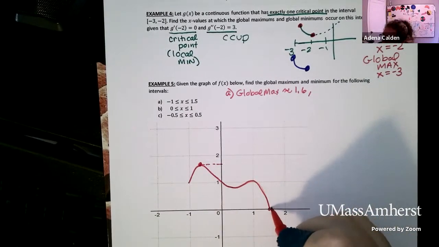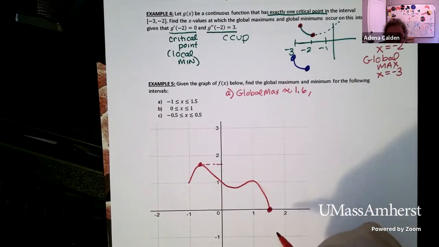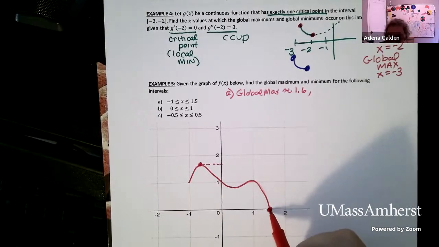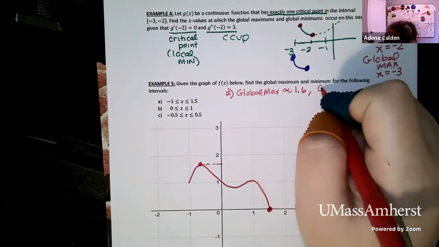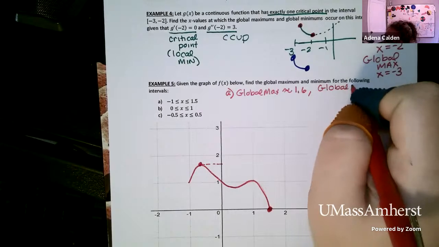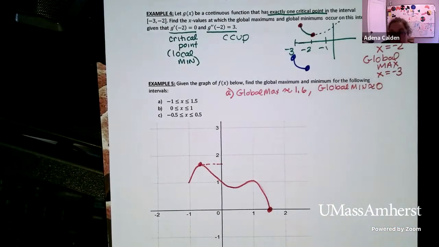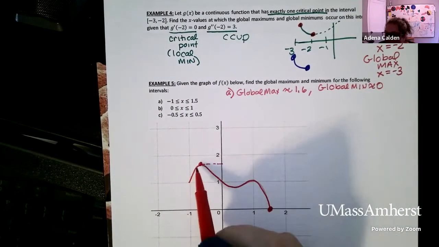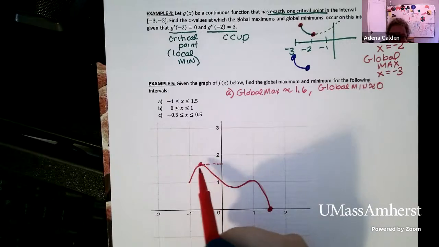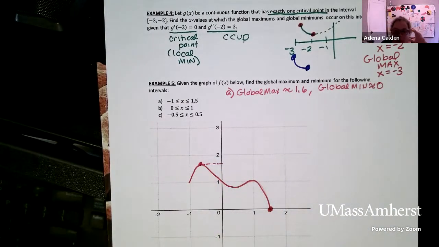And then my lowest point is way over here at this endpoint, and I see that it's exactly where I hit the axis. So my global min is going to be right at 0. So again, global max and min happen at endpoints or critical points. I can see that this is a critical point. Okay, so that all combines with what I already know.